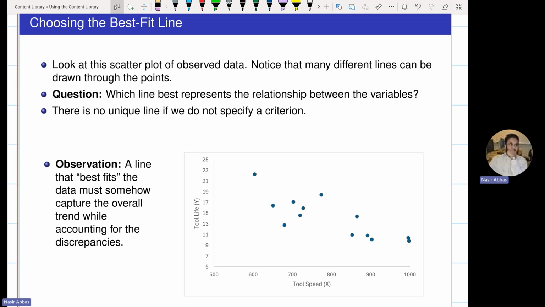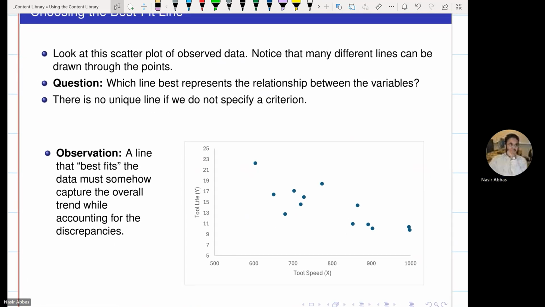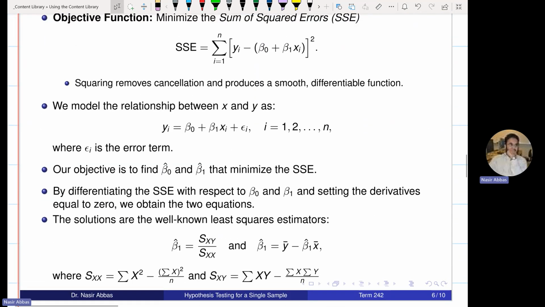And if you do the derivation, which is not a part of this course, but if you try to differentiate this function with respect to beta naught first, then with respect to beta 1, you will have two normal equations. You solve them simultaneously, and you will get this result, which is given to you in the formula sheet. You have nothing to do with the derivation of those formulas. These formulas will be given to you in the formula sheet.